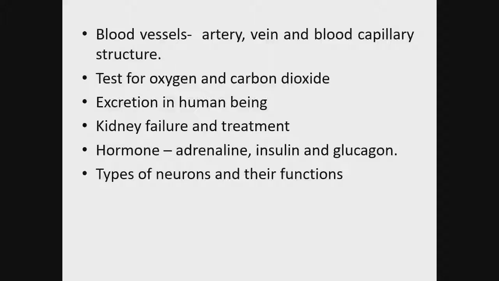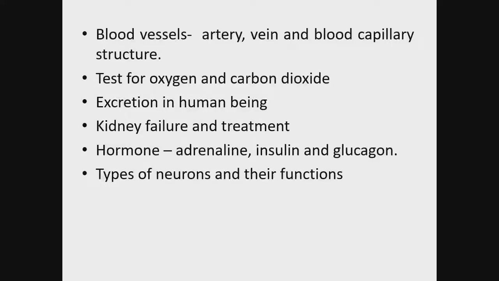The test for oxygen and carbon dioxide. Take note, oxygen is required for aerobic respiration to take place, and carbon dioxide is produced as the product of aerobic respiration in humans. Now, the test for oxygen, we use the glowing splint. We relight it, and if it relights, the gas present in that environment is oxygen.